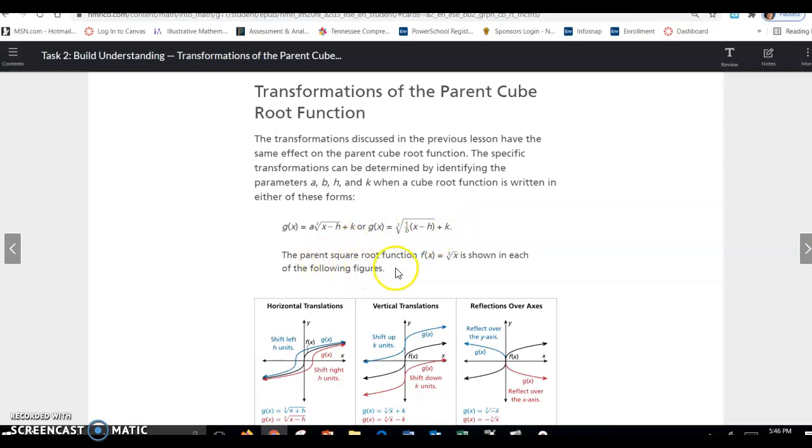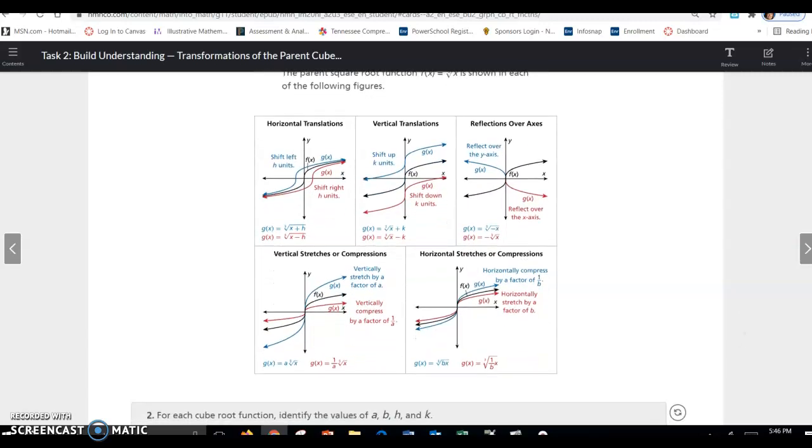So the parent square root function, that should say cube root function, the parent cube root function, f of x equals cube root of x, is shown in each of the following figures. All right, so we got the cube root. The parent function is in black here, f of x.